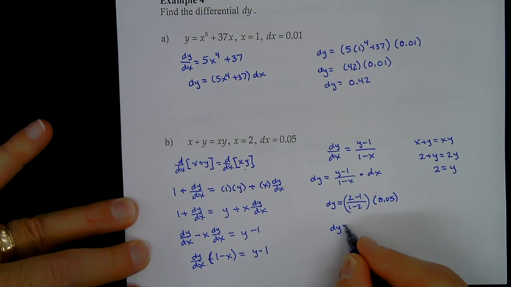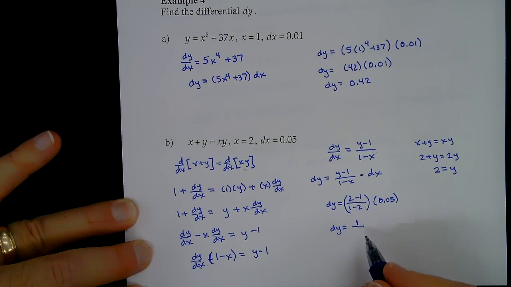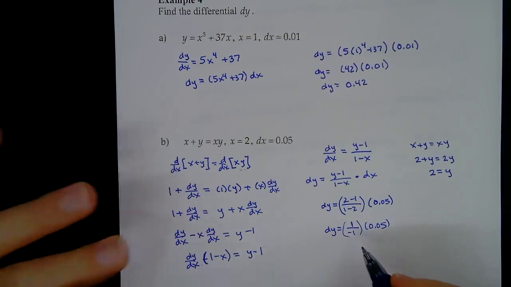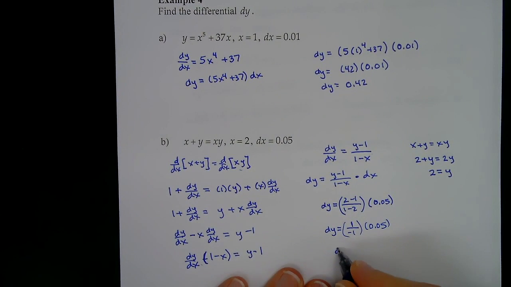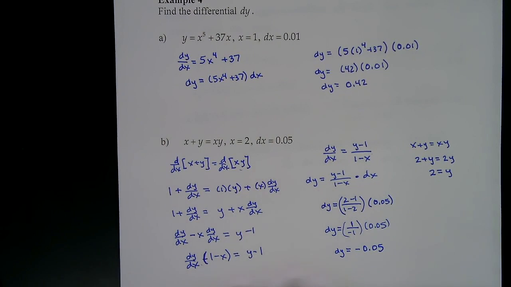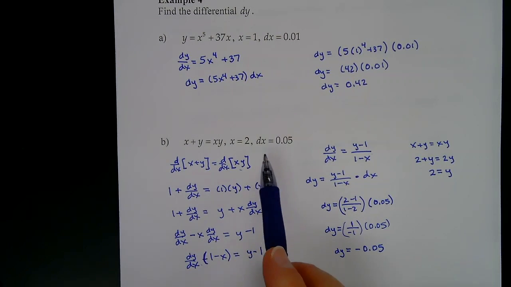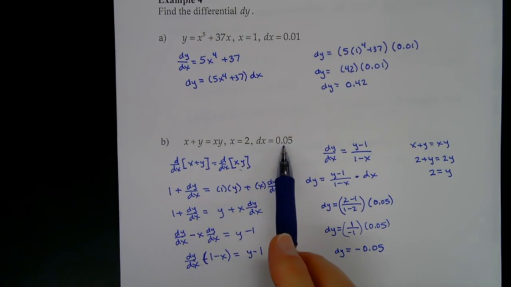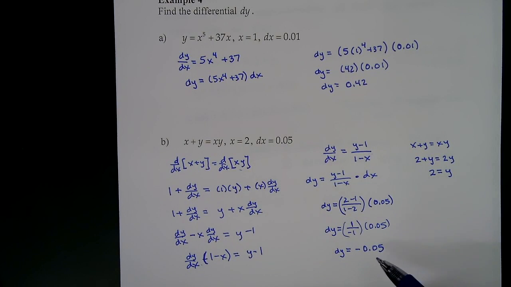Okay, and then my dy becomes, this would be 2 minus 1, which is 1, over 1 minus 2, which is negative 1, times 0.05. So 1 divided by negative 1 is just negative 1, right? So dy becomes negative 0.05. Okay, so what this is telling me is, for this equation, at x equals 2, if I change the x and increase it by 0.05, that's going to result in my y decreasing by 0.05. So one's going to cause a change in the other, okay?